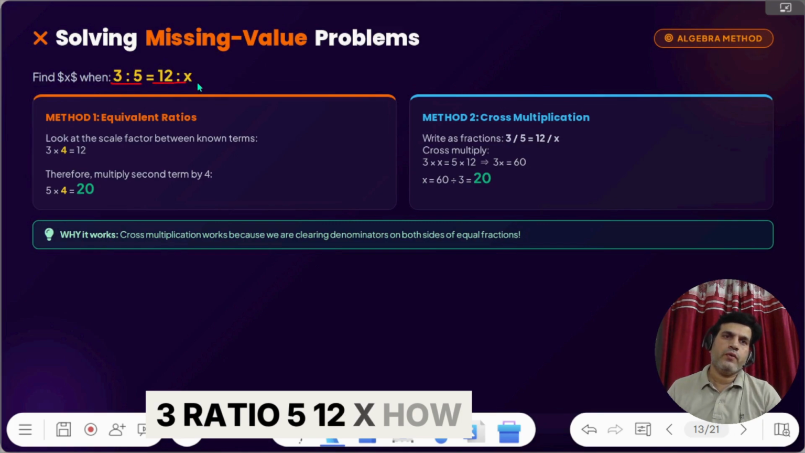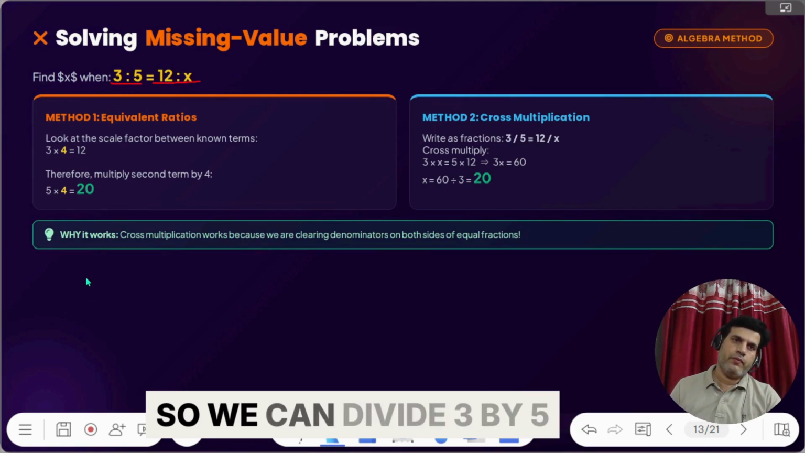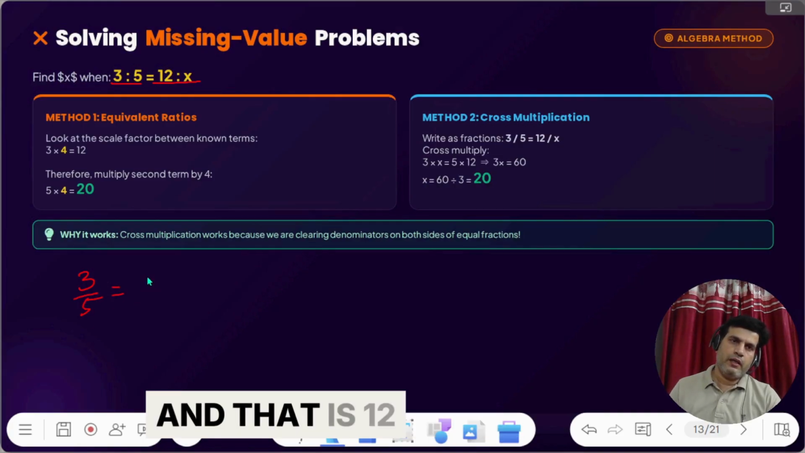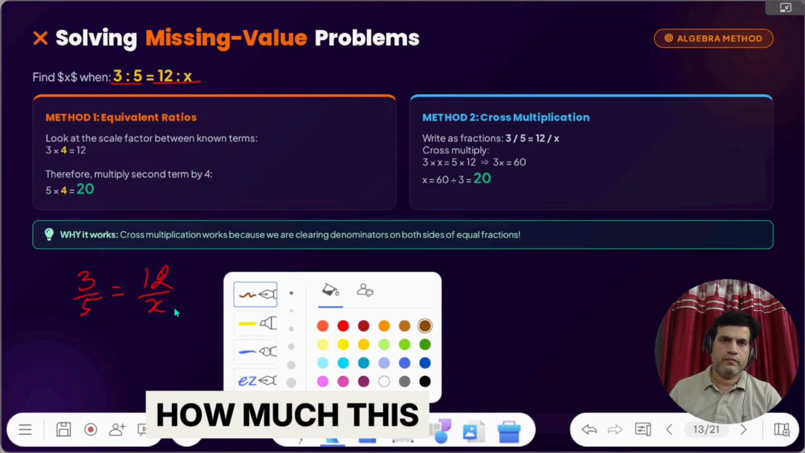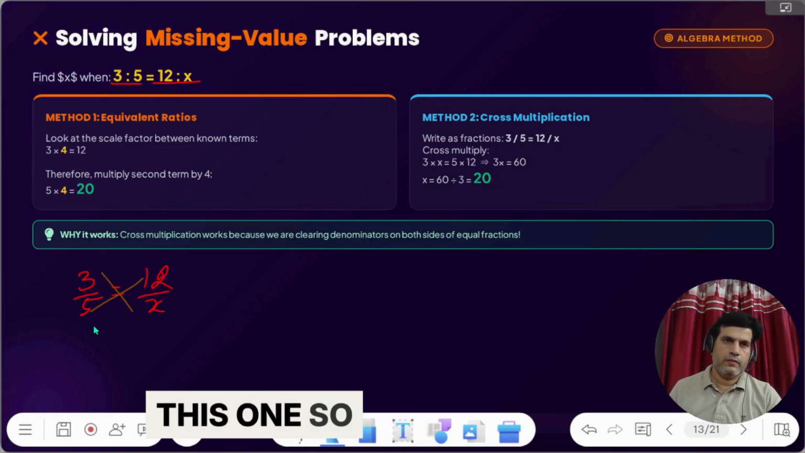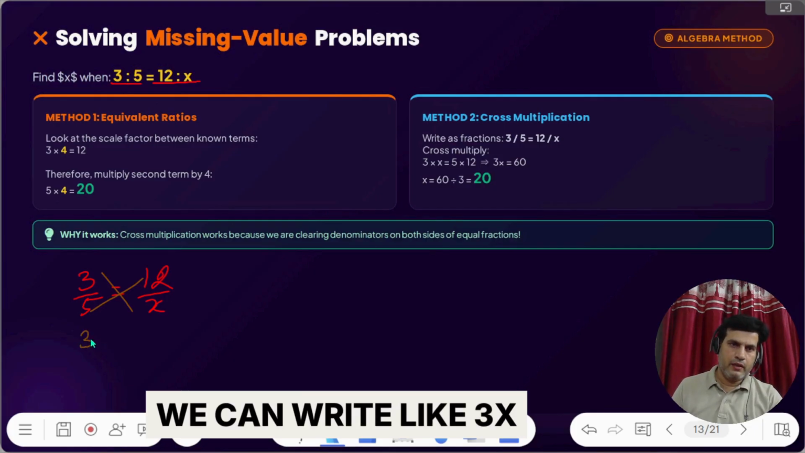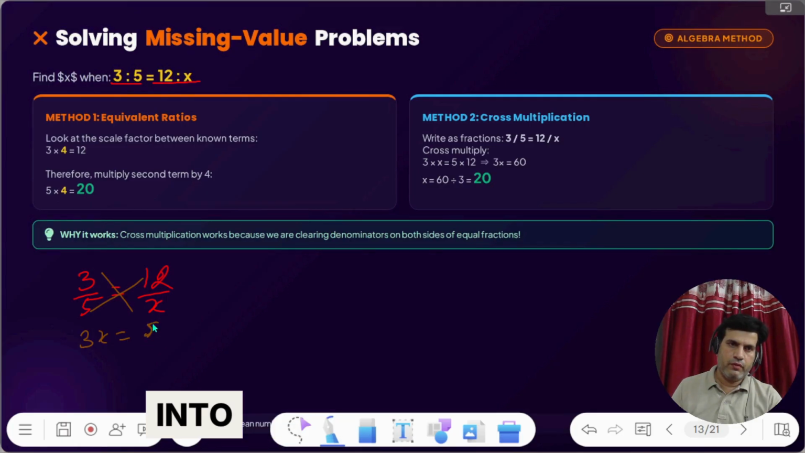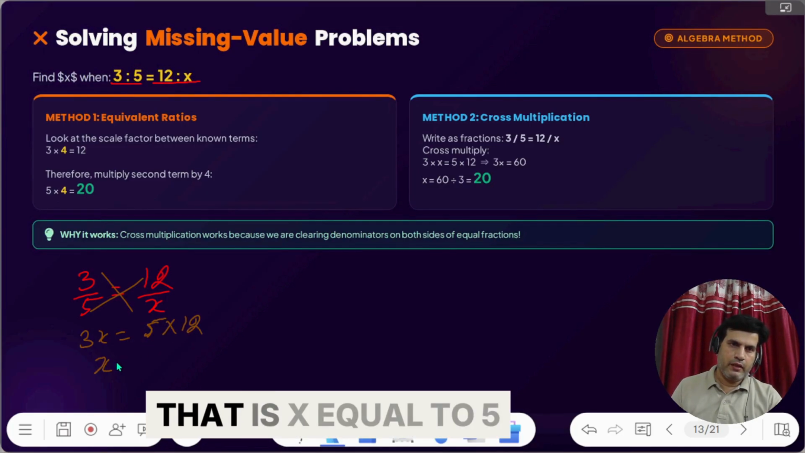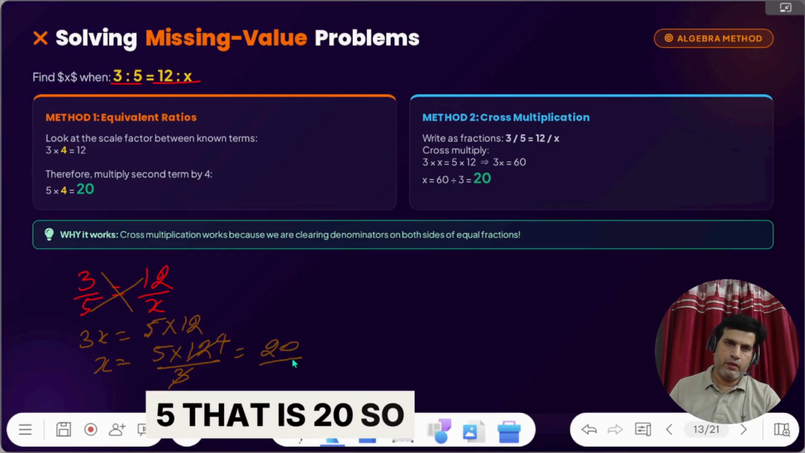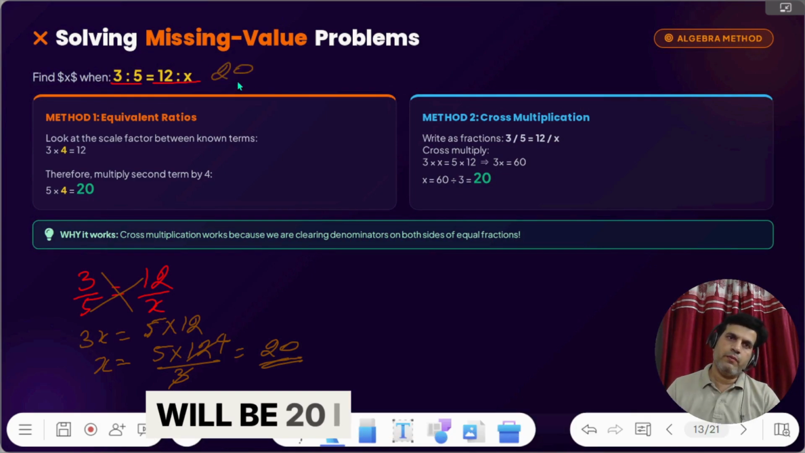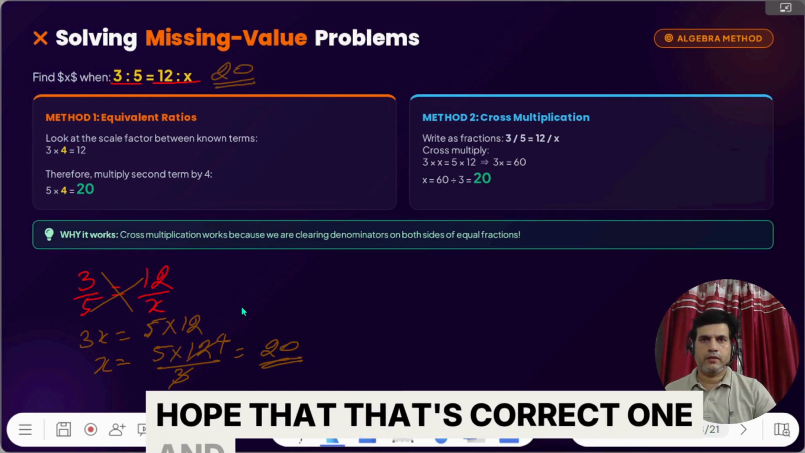If 3:5 equals 12:x, how can you find the missing number? We can write 3 by 5 equal to 12 by x. Again we multiply this one and this one. So we can write 3x equal to 5 into 12, and x equal to 5 into 12 by 3. 12 divided by 3 is 4, and 4 into 5 is 20. So the missing value will be 20. I hope that's correct and you understood.